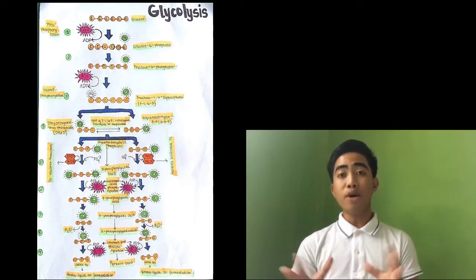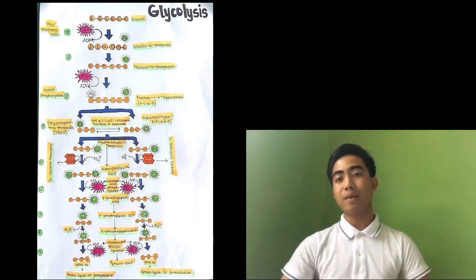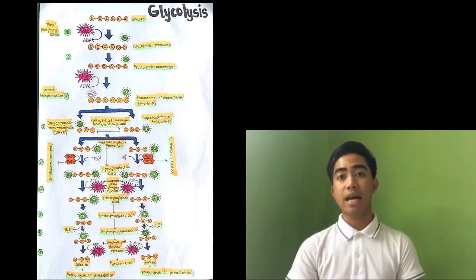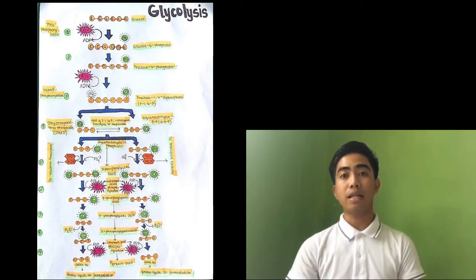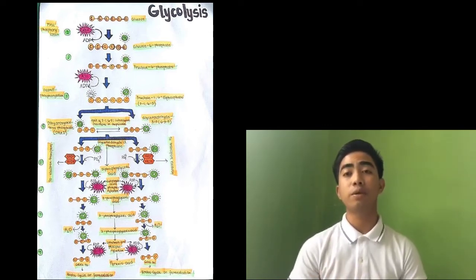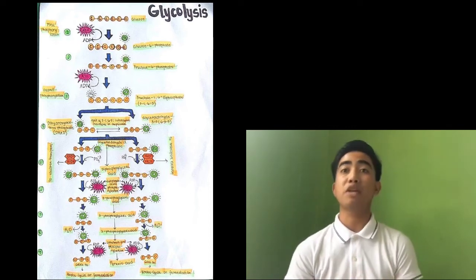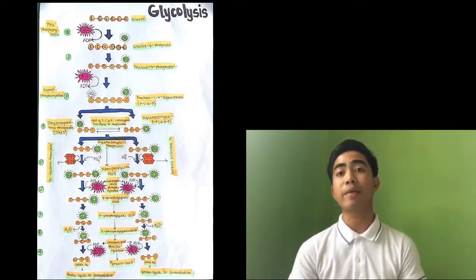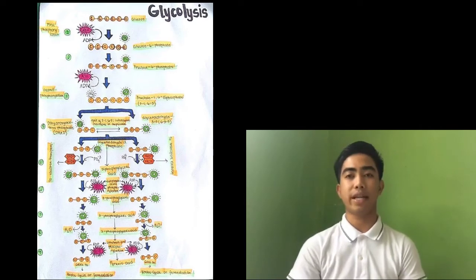So that is what happened here in glycolysis, which contains 9 steps. And now we are going to proceed to the next process of aerobic cellular respiration.